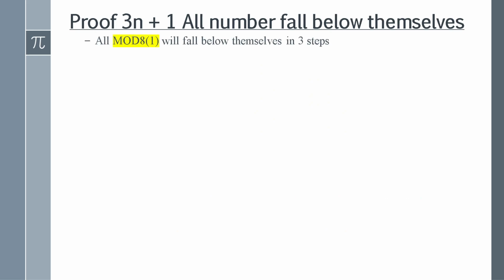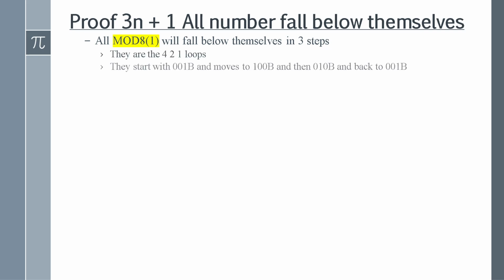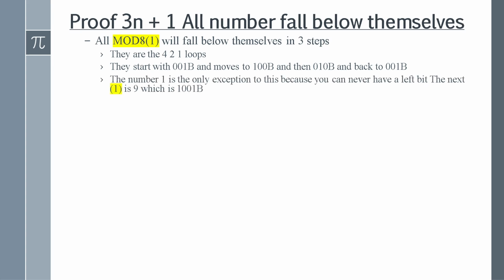So all mod 1s will fall below themselves in 3 steps. They are the true 4-2-1 loops. They start at 0, 0, 1 in binary, move to 1, 0, 0, then 1, 0, 1, and back to 0, 0, 1. The number 1 is the only exception because you can never have a left bit. The next one, 9, is 1, 0, 0, 1.